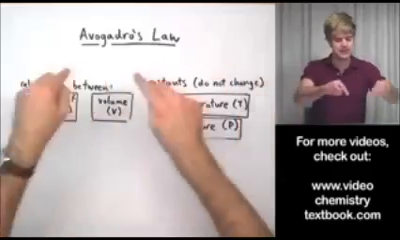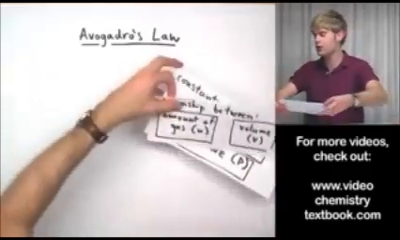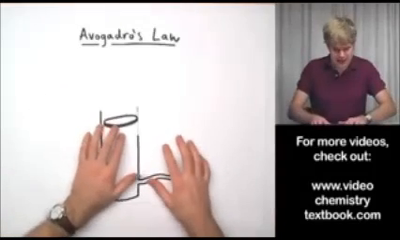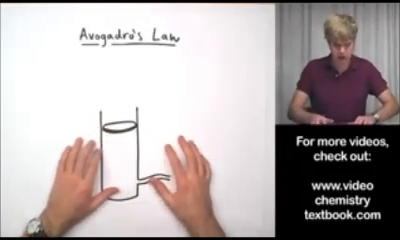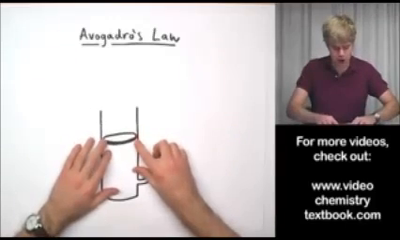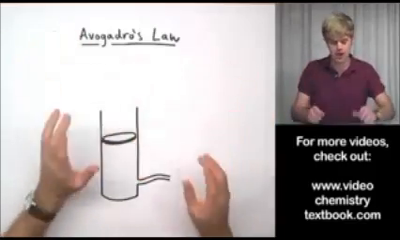These are my constants, these are my variables. Okay? There's one thing that I want to show you really quickly, and that is this device that we talk about a lot when we're doing Avogadro's law. You always see pictures of this in textbooks when we're talking about Avogadro's law, so that's why I want to talk about it for a minute.